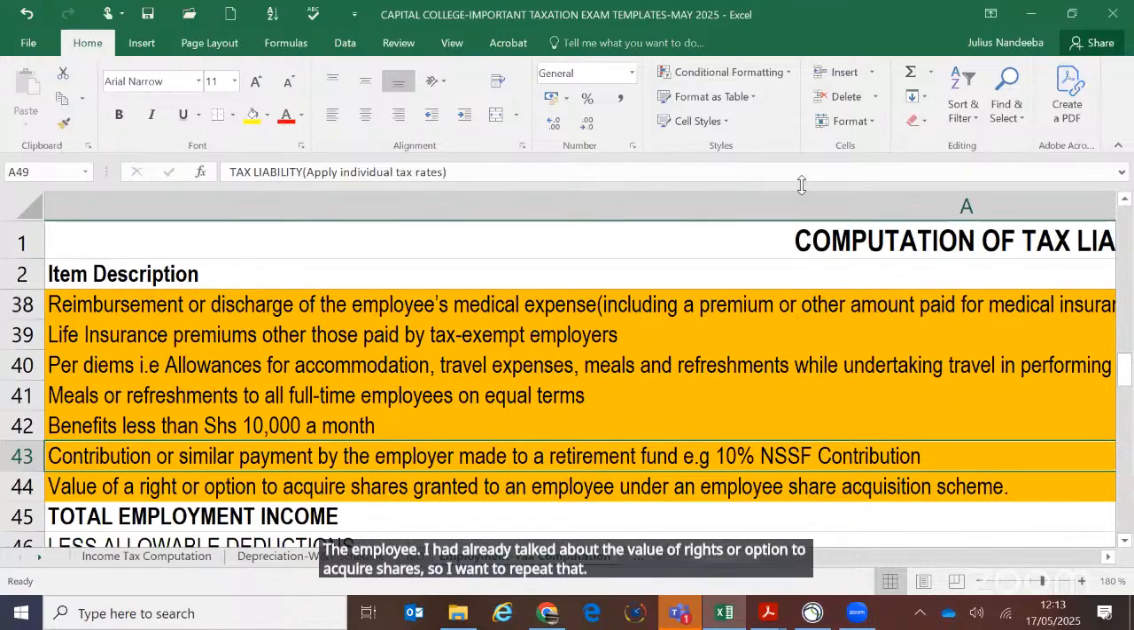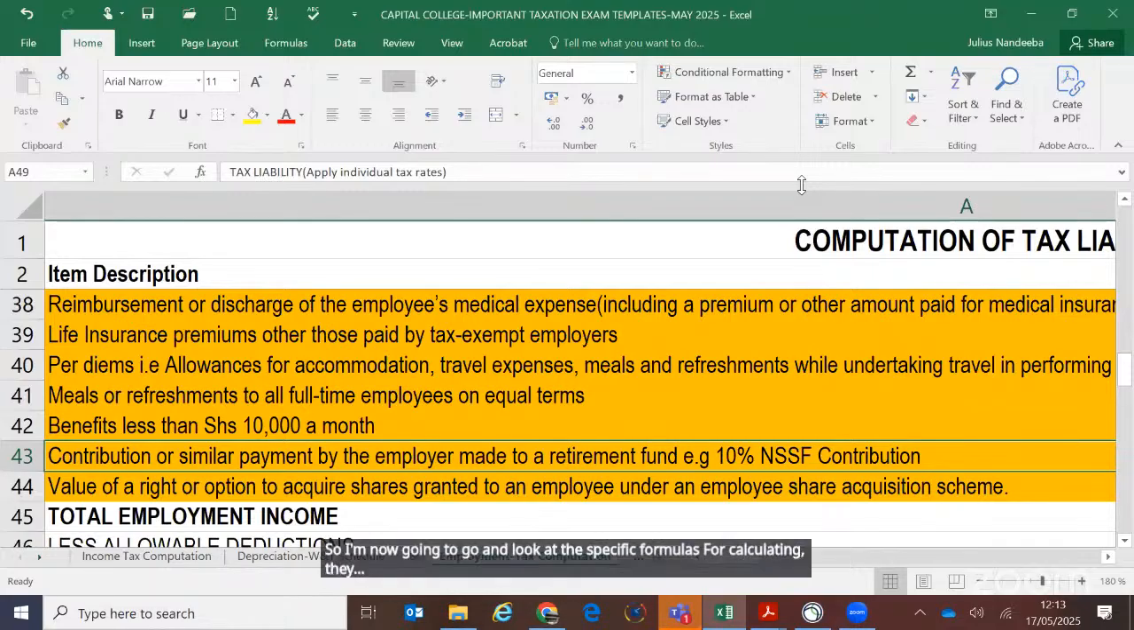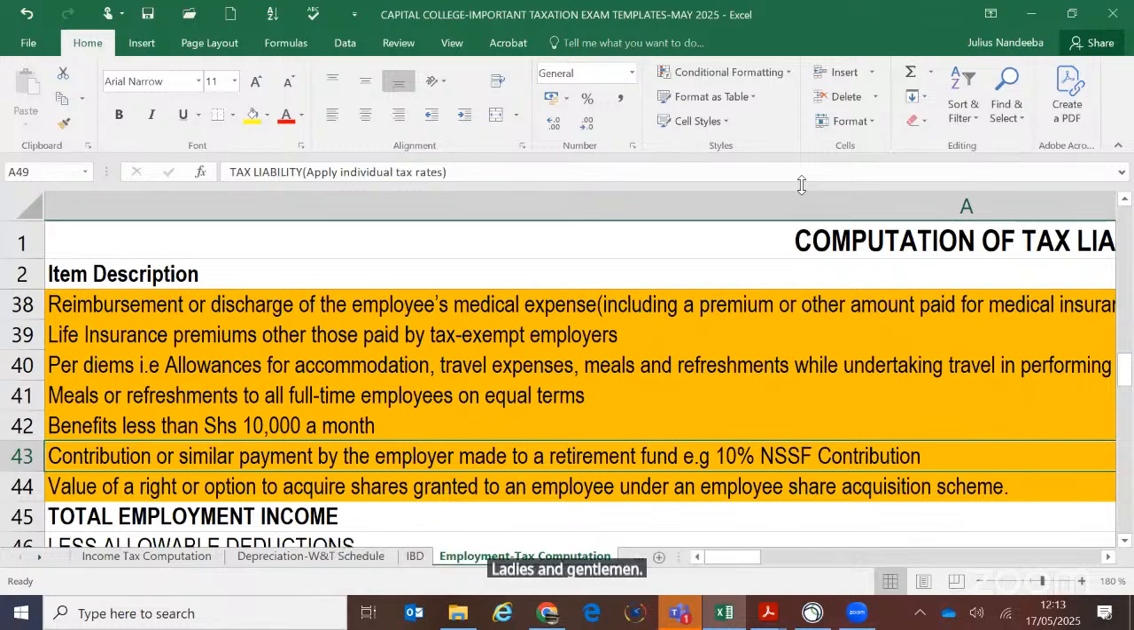So I'm now going to go and look at the specific formulas for calculating the benefits in kind. Ladies and gentlemen, for all other items other than housing, loan, and accommodation, the formula is the same. What is the formula? We see what the employer is paying on your behalf minus any contribution that you could have made.